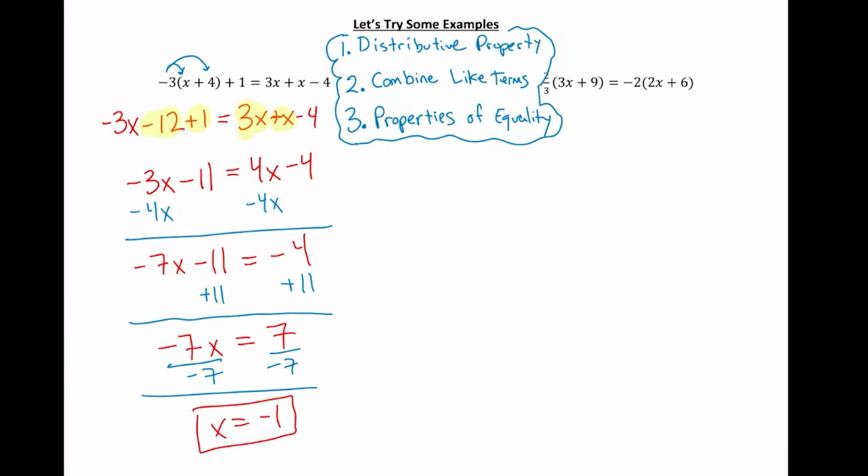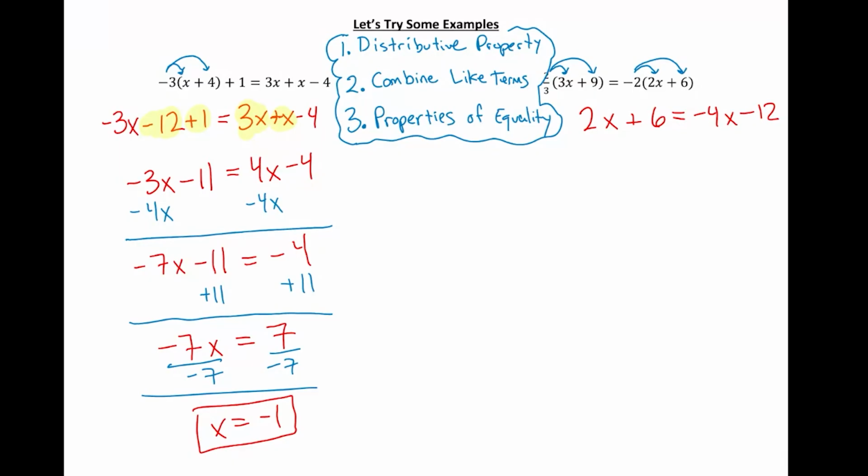All right, on this next one, I'm going to basically go through the same set of steps. It's just going to be a little bit more practice here. I'm going to distribute that 2/3 and also do a little distributive property over here by distributing that -2. So 2/3 times 3 is 2. Don't be afraid to do that in the calculator, just 2 divided by 3 times 3. 2x plus 2/3 of 9 is 6 equals, and now I'm going to distribute that -2: -4x minus 12.